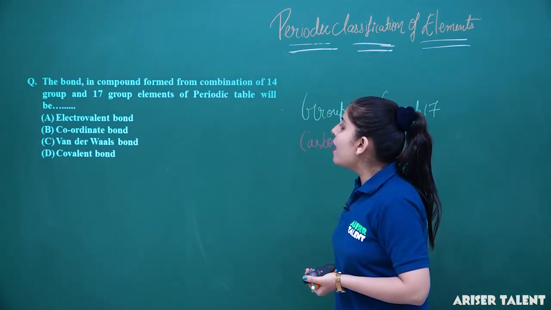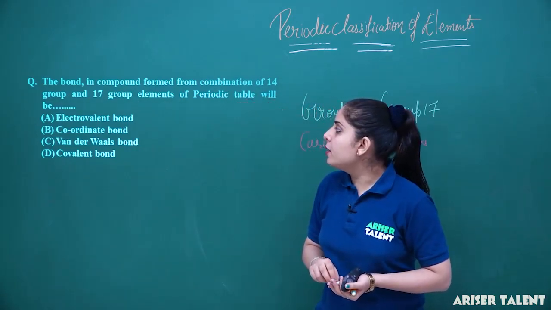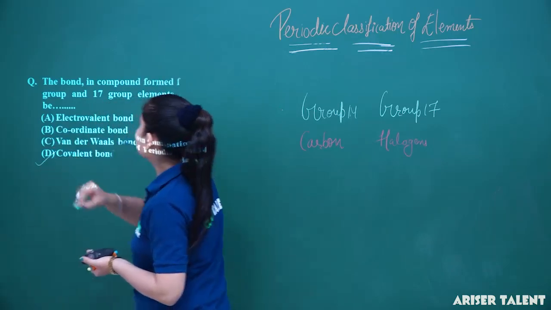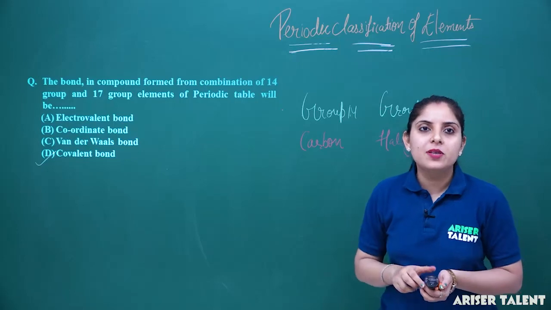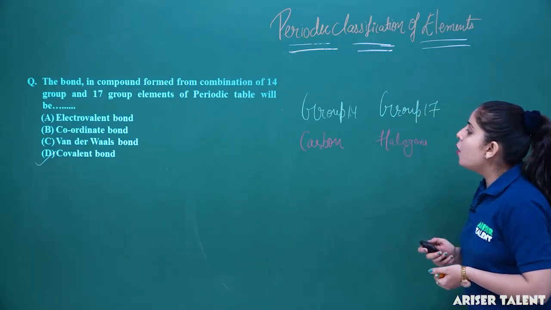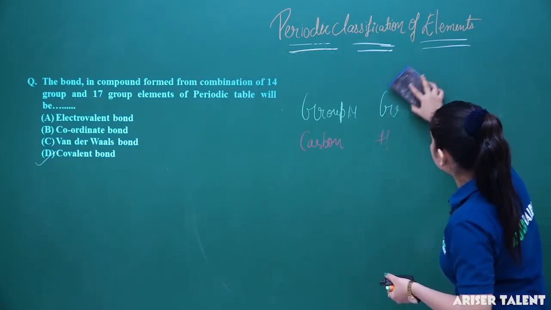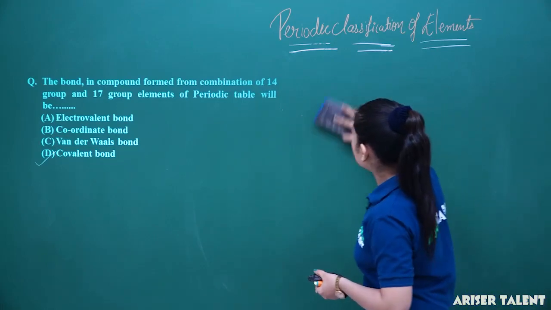So the options here are electrovalent bond, coordinate bond, van der Waals bond and the covalent bond. So the correct option here will be covalent bond. So the covalent bond is formed from the combination of group 14 and group 17 elements. Now let us move to the next question, but let me clear the board first so we can write the description of the next question here.